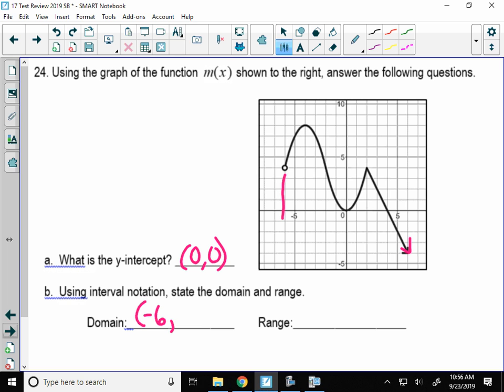On the right, there's an arrow going to the right, which means I'm going to infinity, out this way forever. My range goes bottom to top, smallest y to biggest. And on the bottom, there's an arrow. So I'm going down to negative infinity. Infinity always gets a parenthesis. And the highest y value is up there at 8 with a square bracket because there's a point including it in the graph.